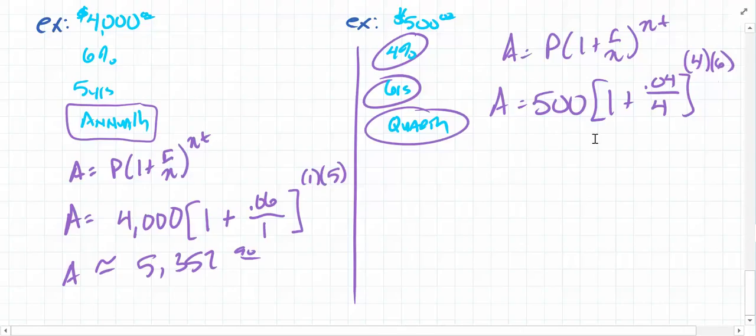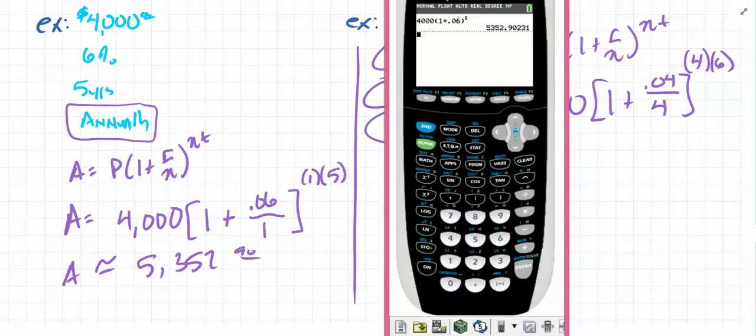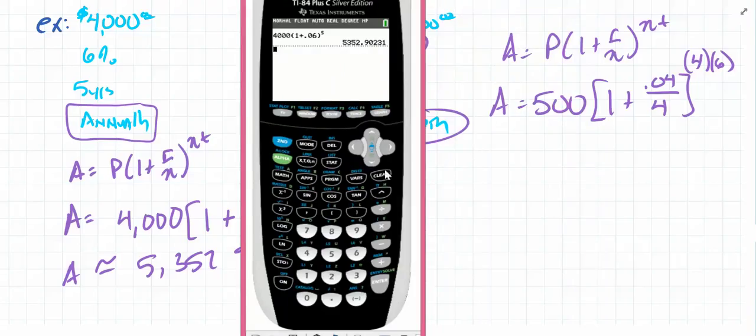I'll clear everything for you. So here we go, $500, my initial principal. I'm going to multiply this by 1 plus. Now at this stage of the game, you need another set of parentheses. So you're going to go parentheses and go 0.04 divided by 4. Notice I'm closing this set of parentheses, which corresponds to the 0.04 over 4. I need to close my parentheses again to complete everything that I have.